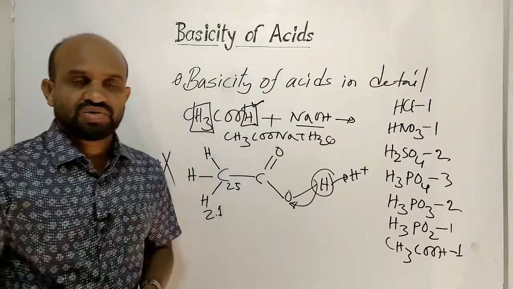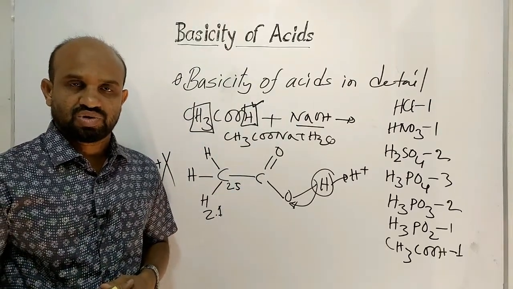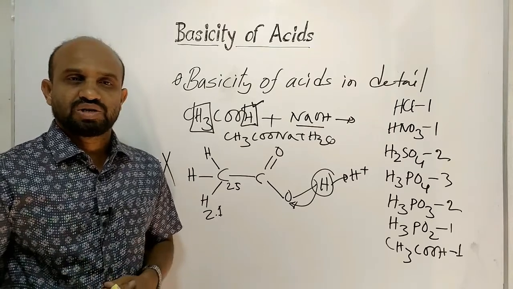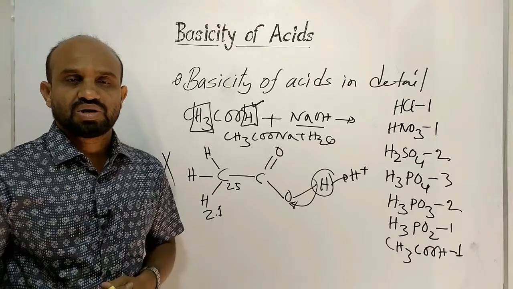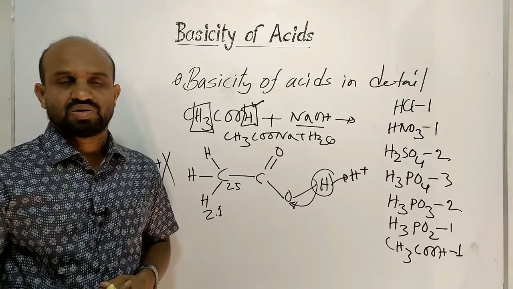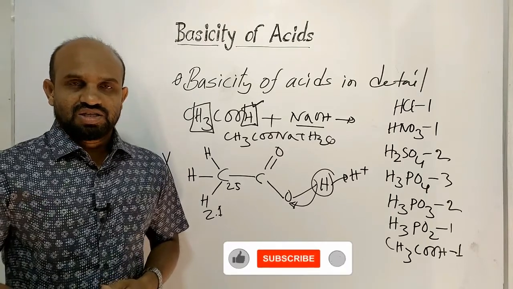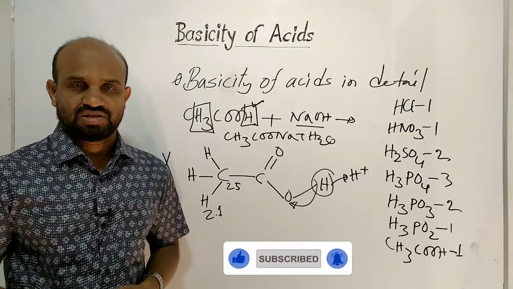Now let's see the definition again. The number of ionizable hydrogen atoms, or the number of replaceable hydrogen atoms by a base, in a particular molecule of acid is called the basicity of the particular acid. This is all about the basicity of different acids. No more today.